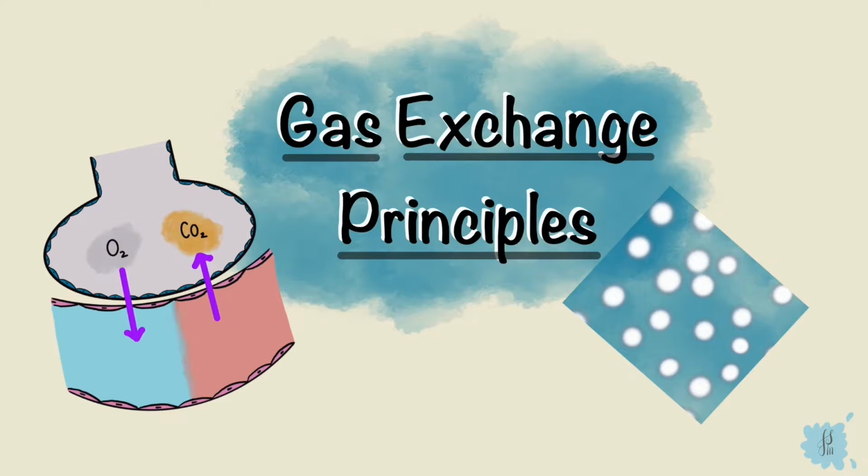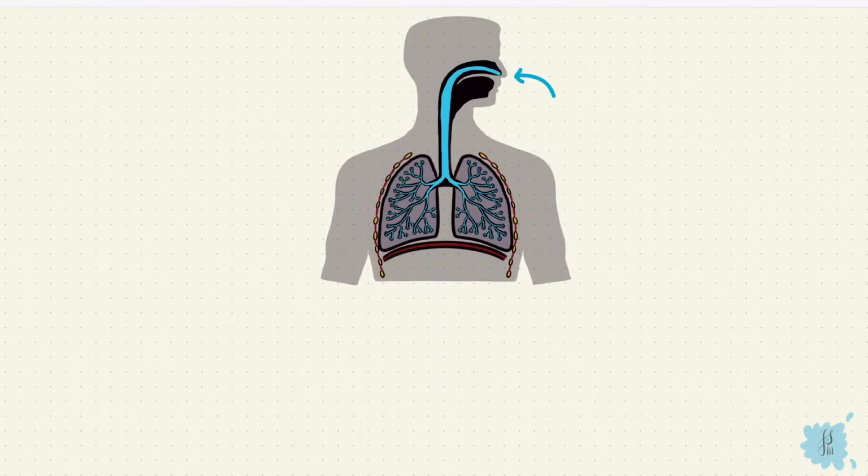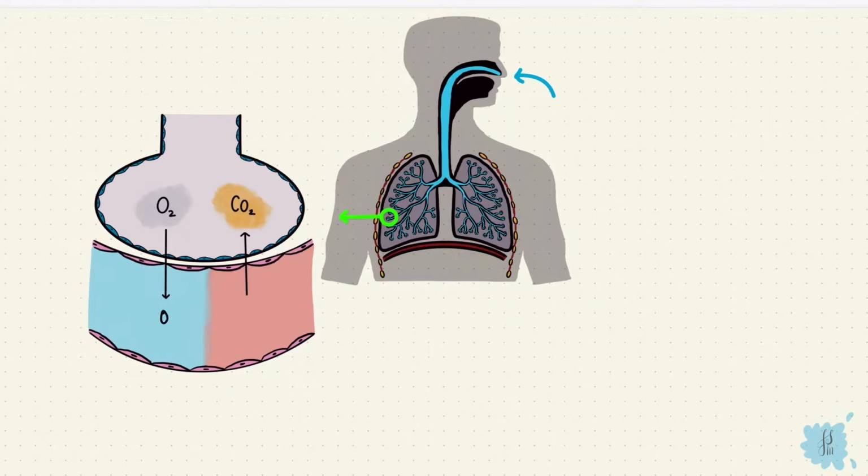This video is on the gas exchange principles in respiration. On inspiration, air moves into the lungs, up to the alveoli, where oxygen enters the capillaries and carbon dioxide diffuses out, which is then expired.